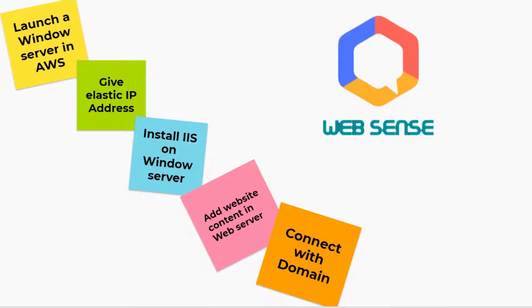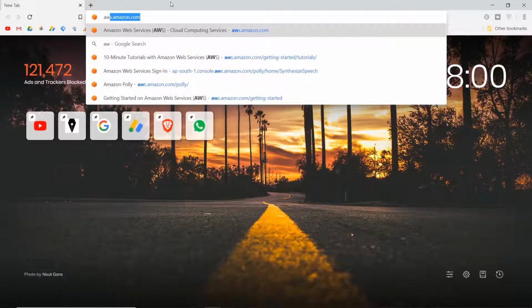In this episode we take a look at how to host a Windows Server IIS. First, we are going to launch a Windows Server in AWS. Second, giving an Elastic IP address. Third, installing IIS in Windows Server. Fourth, adding website content in the web server. Fifth, connecting with a domain. Let's start.